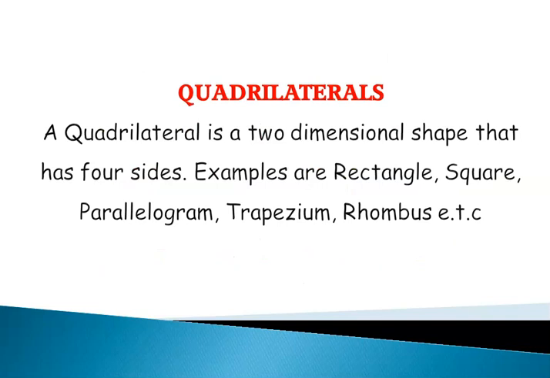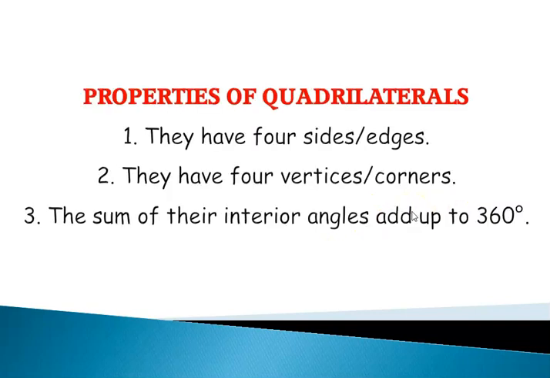So when you see the word quadrilateral, what comes to your mind? A quadrilateral is a two-dimensional shape. When we say two-dimensional shape, it has length and breadth. A two-dimensional shape that has 4 sides. Examples are rectangle, square, parallelogram, trapezium, rhombus, and so on and so forth.